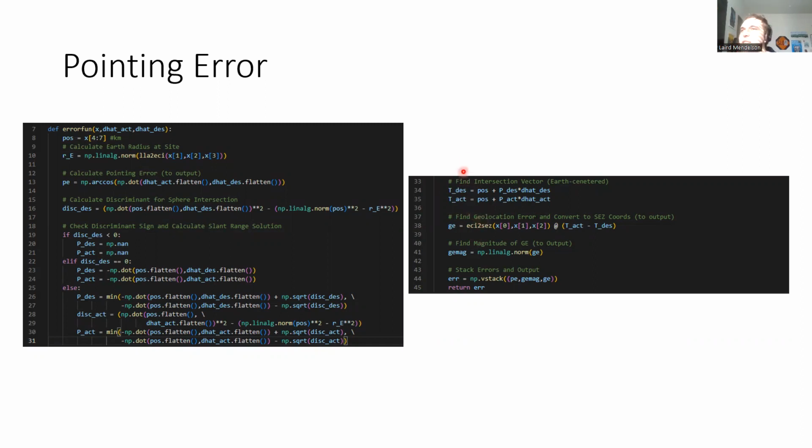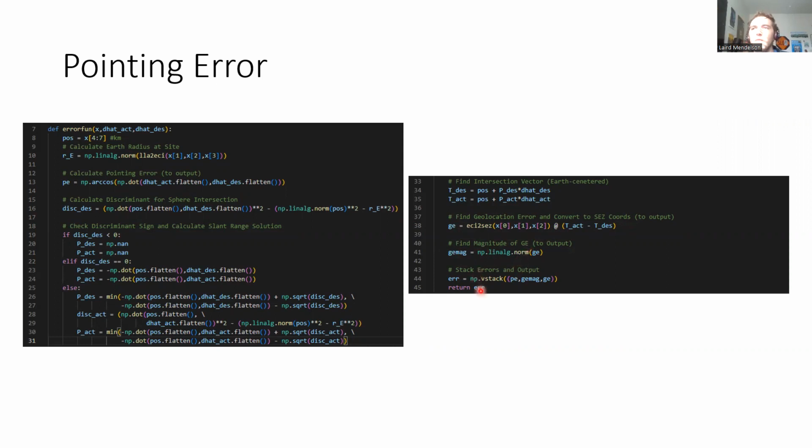But we don't just want that difference necessarily in ECI. We're going to want it in some topocentric coordinate frame. And that's because obviously the Earth is curving, and so some error is actually going to get projected down onto the surface. And so we're going to convert from that ECI difference into southeast zenith coordinates. And then that's going to give us our geolocation error. And so we're going to actually output the geolocation error vector, but then we're also going to output the magnitude of that geolocation error.